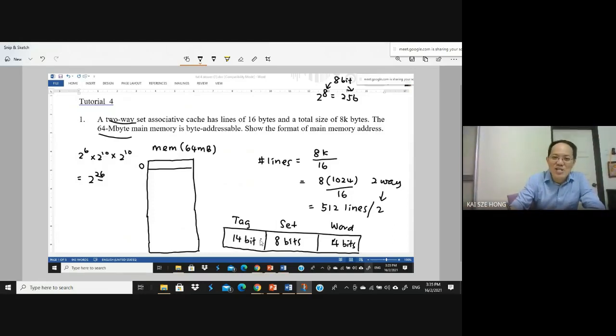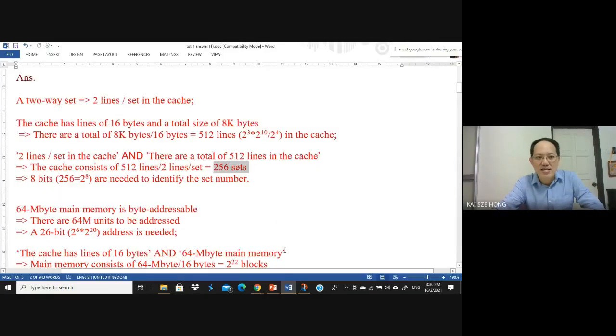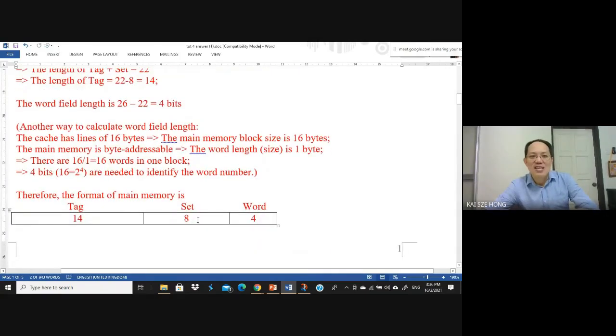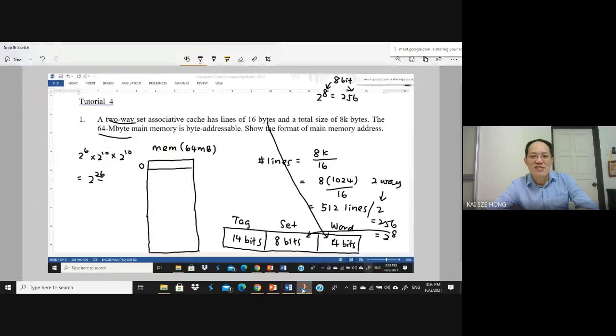Okay, so this will be the answer. It shows the format of the main memory address in the two-way set associative. This one divided becomes 256, which equals 2 to the power 8, right? This is where it comes from. And then 4 bits come from the 16 bytes over here. And then the 26 is the total size. So let's come to here and see the answer. So it's 14. Very good. So 14, 8, 4. Very, very good. That means you can understand.